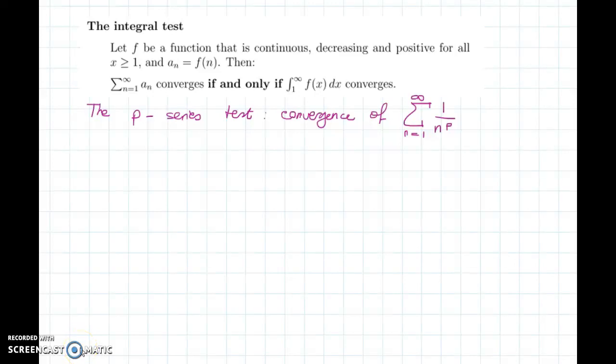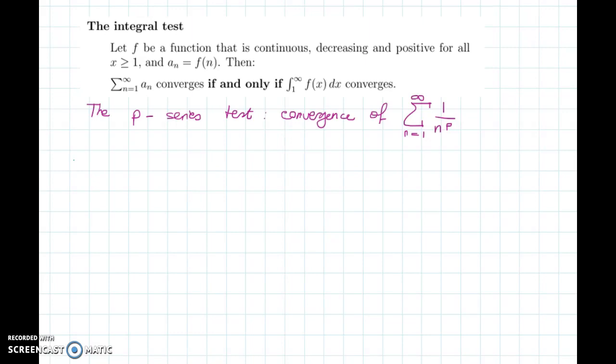We are going to look at the convergence of series of the form 1 over n to the p, and that's sometimes called p series. And we are going to see that for some values of p, the result that we obtain about the convergence of those series is based on the application of the integral test. But let's begin with the actually easier cases.